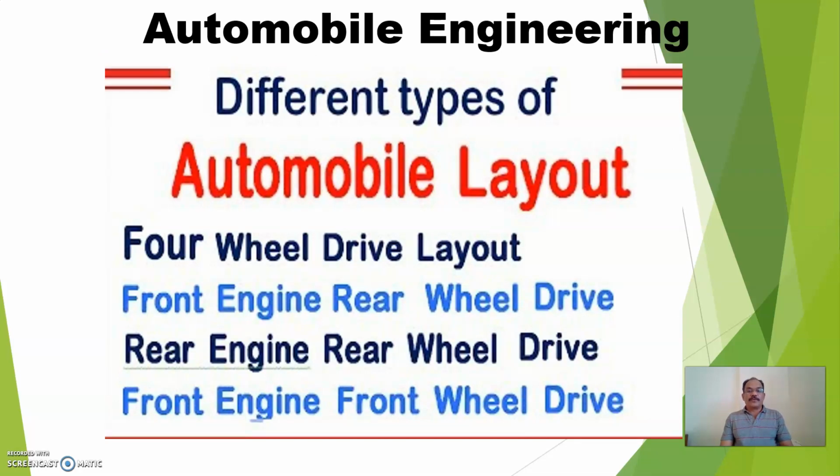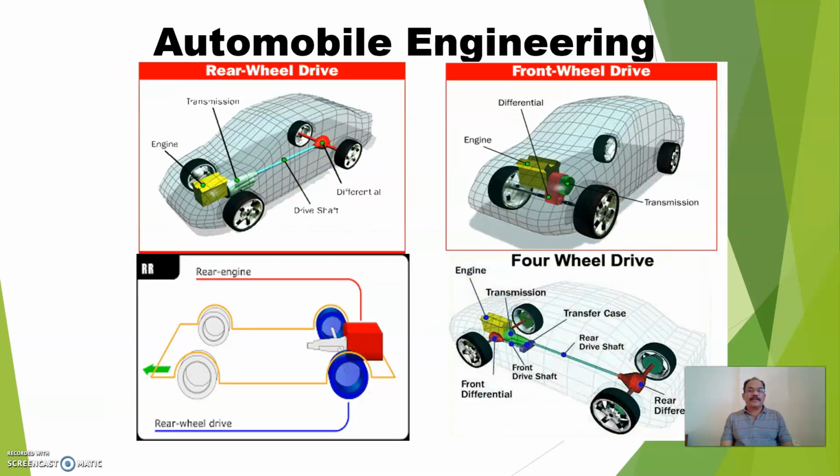There are four types of vehicle layout: four-wheel drive layout, front engine rear wheel drive, rear engine rear wheel drive, and front engine front wheel drive. Now we'll discuss one by one. In the first picture you can observe a rear wheel drive, wherein the engine is on the front side and there is a transmission line in between, called the transmission shaft. Through that shaft, power is transferred from the engine to the rear wheels.